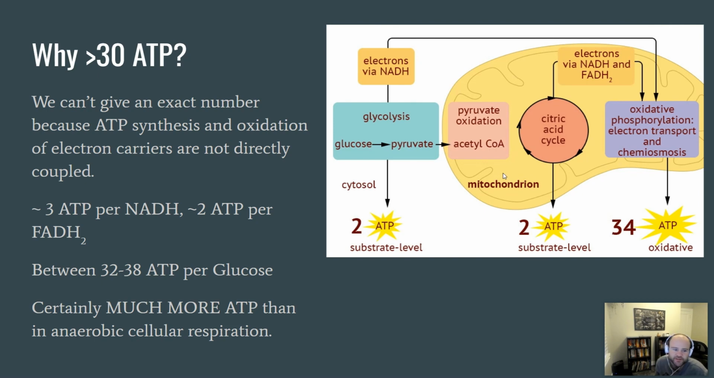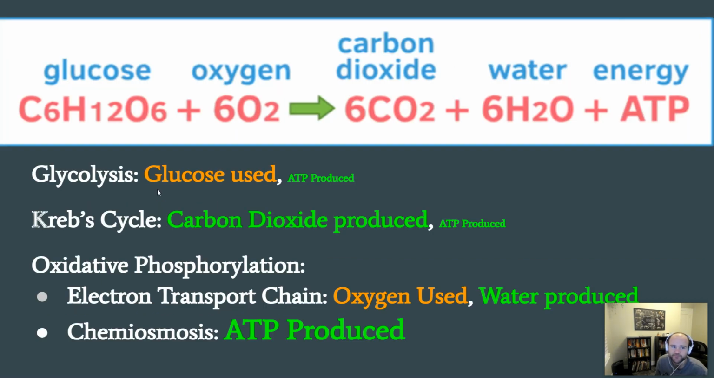But if you look at different sources, they'll say like overall in cellular respiration, we get 32 or 34 or 36 or 38 ATP. Different sources will say different things. And that's because it's not directly linked. We always get 2 from Krebs, 2 from glycolysis, and then anywhere from 28 to 34 ATP from oxidative phosphorylation. And that's why there's a range. But even at the low end, it's way more than we would get with just glycolysis and fermentation. So you can see why our ancestors swallowed a mitochondrion and kept it.